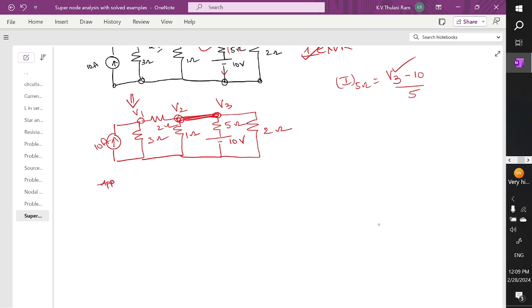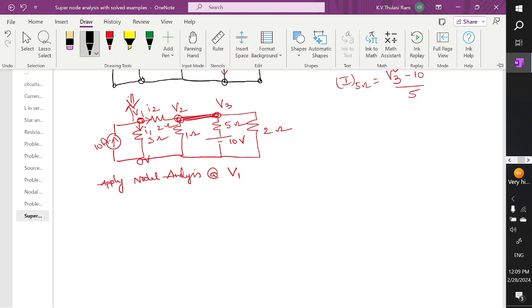Apply nodal analysis at the V1 node. You see here, while applying nodal analysis, the assumption is that V1 is at higher potential. Current flows from this V1 to the 0th node. So the current is flowing like this. Mark this current as I1. Current flows from the V1 node to V2. Mark this current as I2.